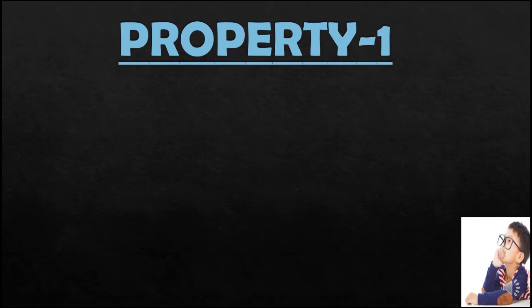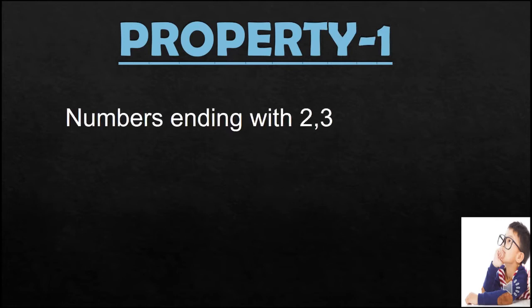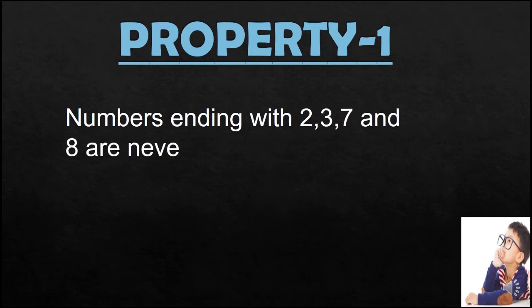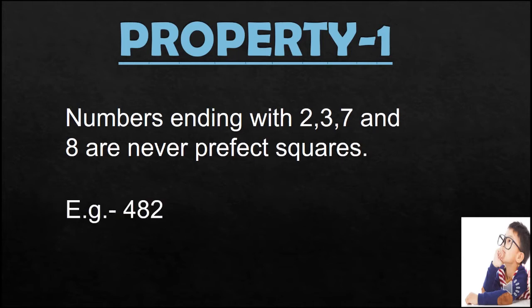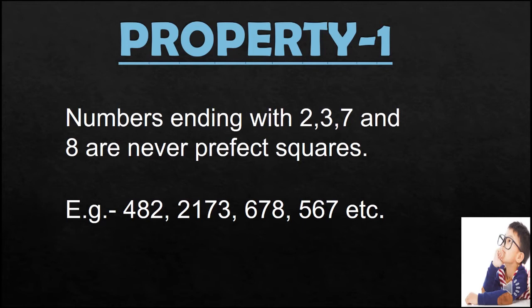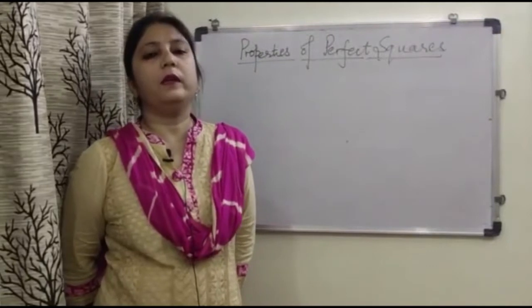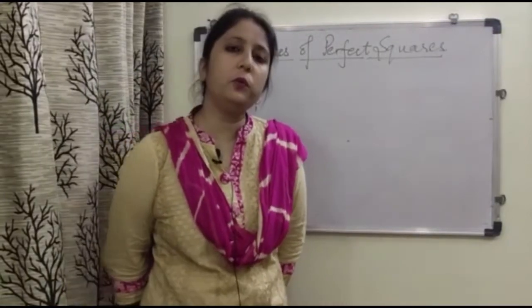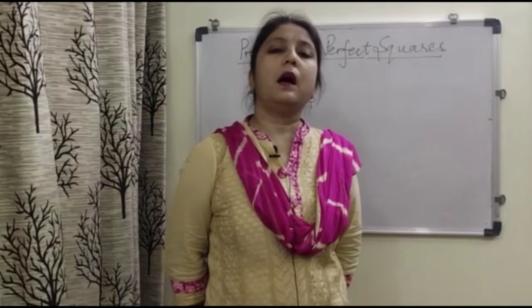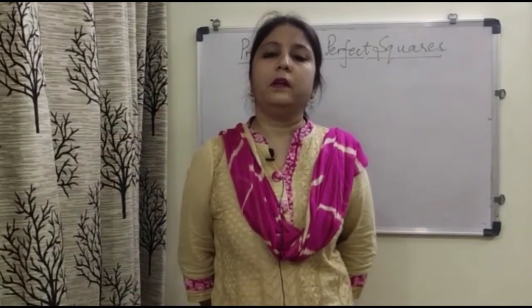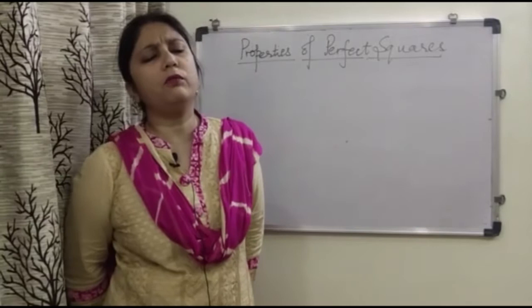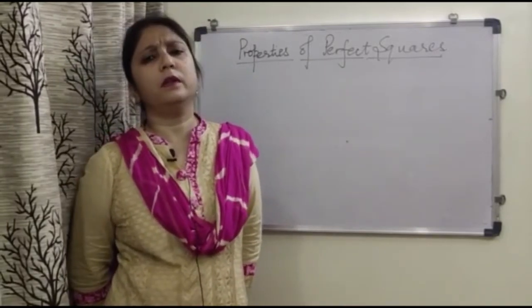According to property 1, numbers ending with 2, 3, 7 and 8 are never perfect squares. Example: 482, 2170 and 567 etc. In the first property, as you have seen, the numbers ending with 2, 3, 7 and 8 are never perfect squares. Children, you can take an example of any of these numbers.